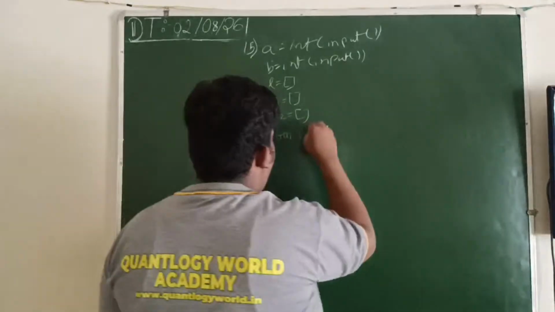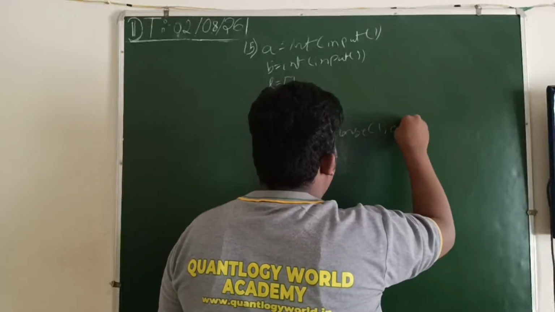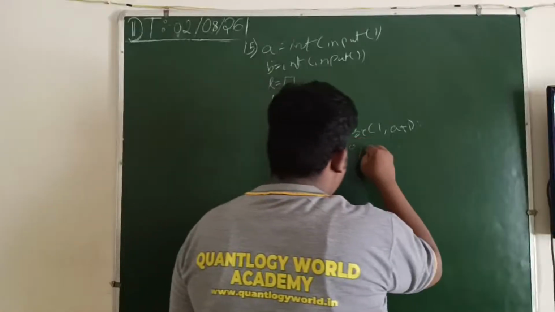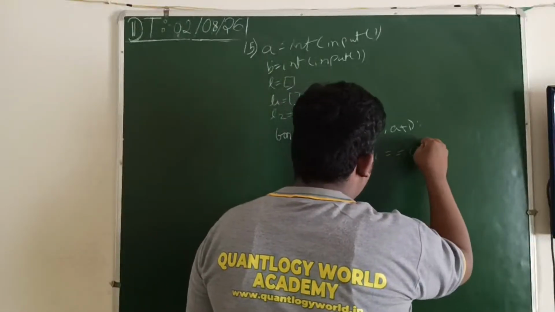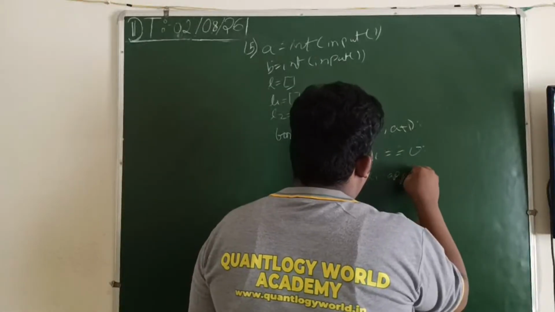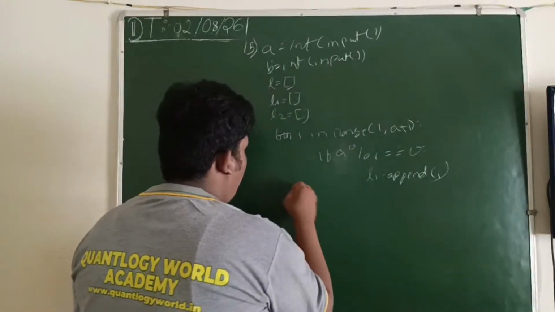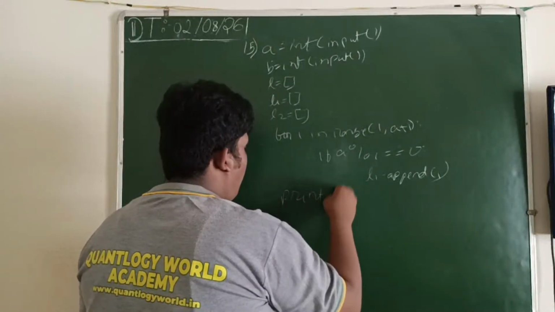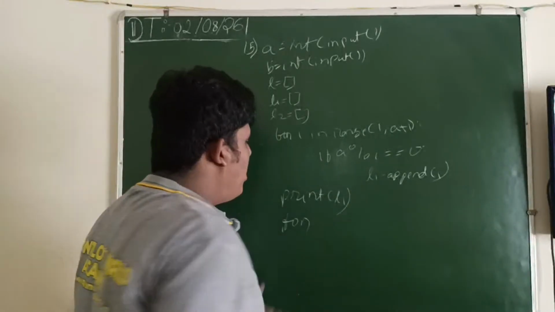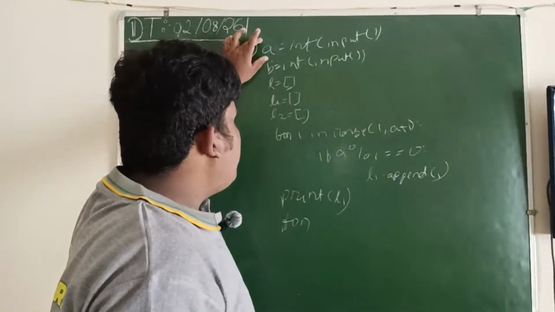For i in range 1 to a plus 1, if a percent i double equal to 0, then L1 dot append i, print L1. Now we have created the list for factors of the first number.